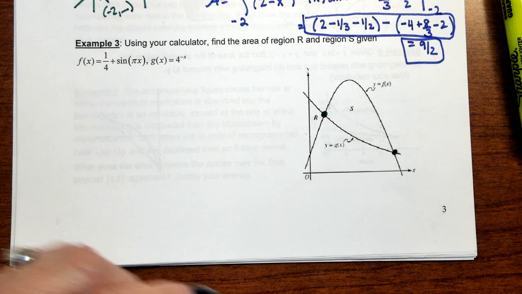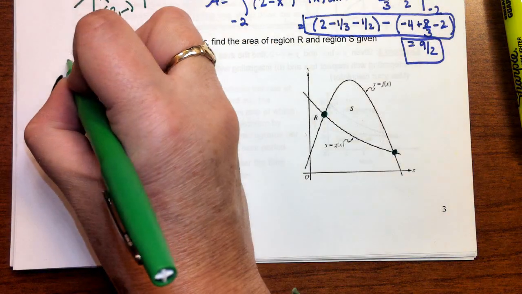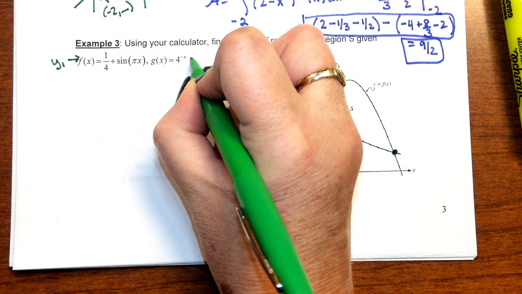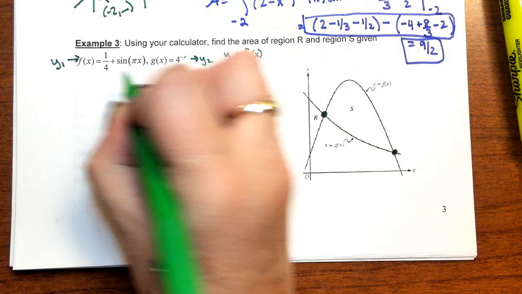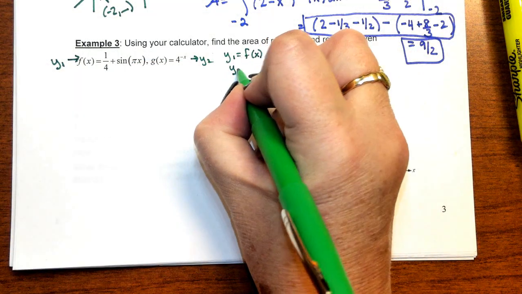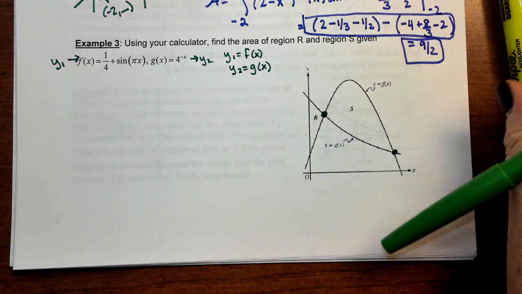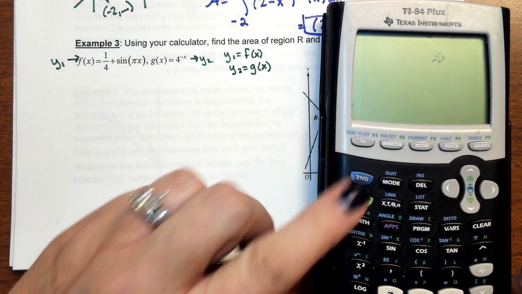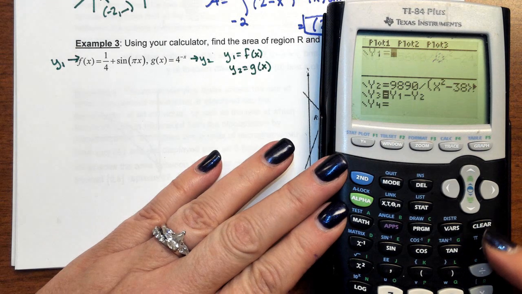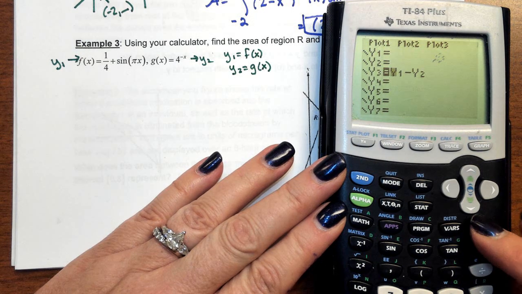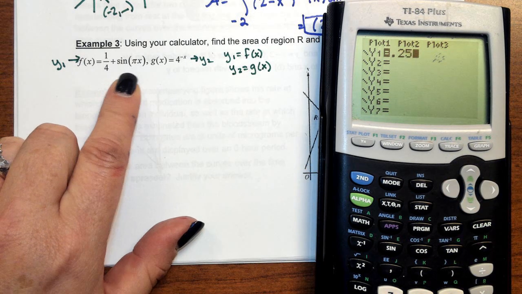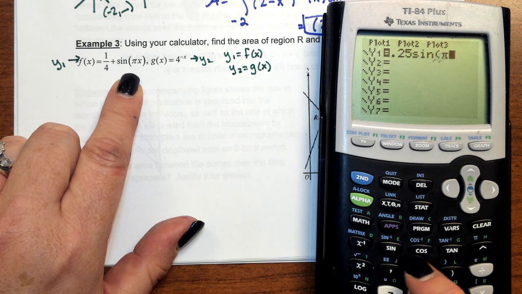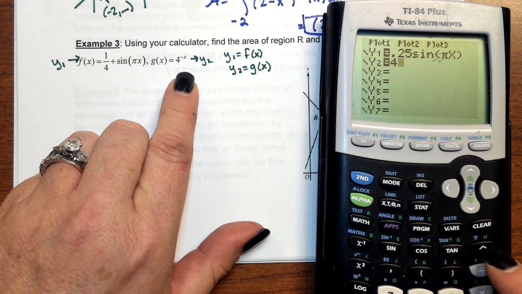So on your calculator, what I always start doing first of all is I label which function I'm going to load under y1 and which one's under y2. So y1, for me, I'm going to type in my f of x, which is 1/4 sine pi x. y2 is my g of x, just so I know where those functions are loaded in my calculator. So if I go to my y equals, type in my functions, clear out what I have here. So my y1 is going to be 0.25 sine pi x. Under y2, I'll load in 4 to the negative x.